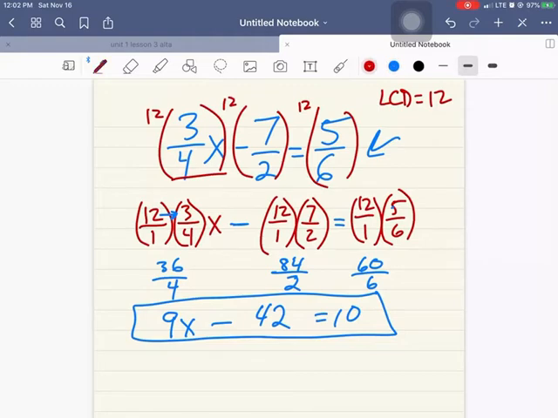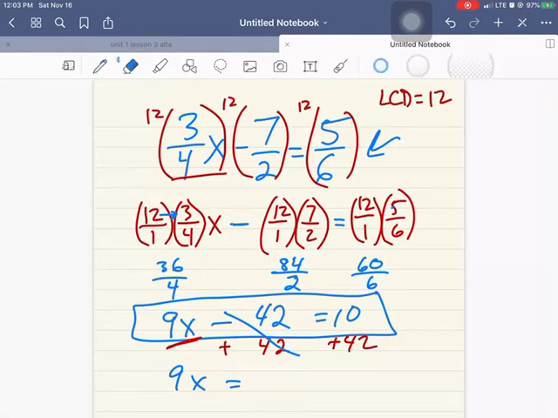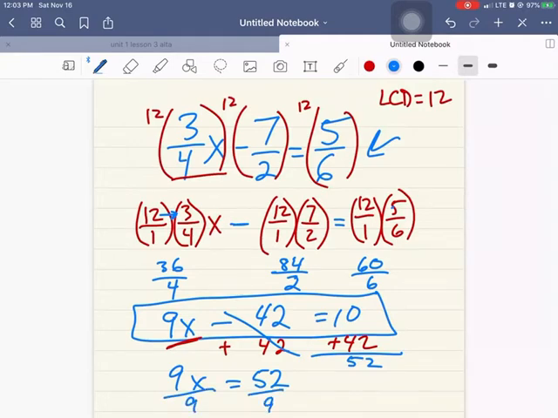any regular equation. What's the goal? We want to get the variable term, the x term, alone on one side, so we're going to move the 42 by adding its opposite to both sides of the equation. That's going to leave us with 9x equals 52. Then isolate the variable by dividing by 9.